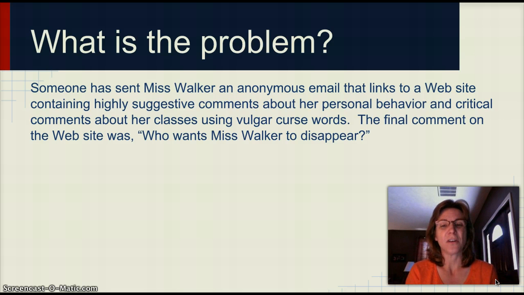Now there are also some other underlying problems, but part of that is Miss Walker's class has created some controversy, some upset parents, stressed out students, but the main problem that we need to focus on now is the website.